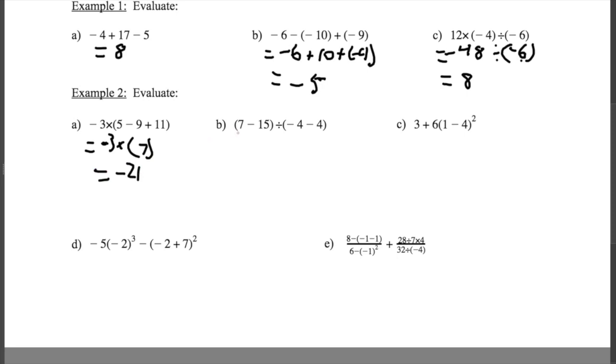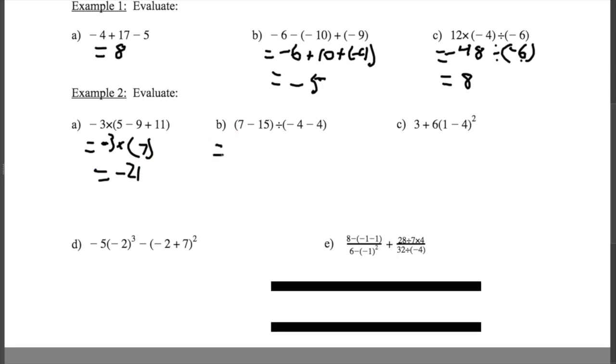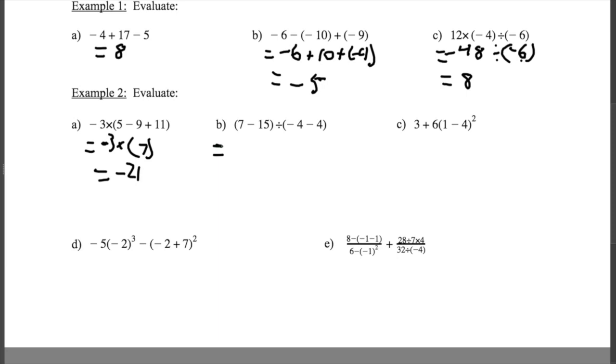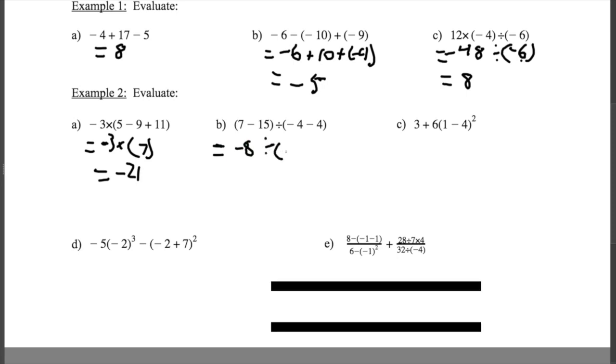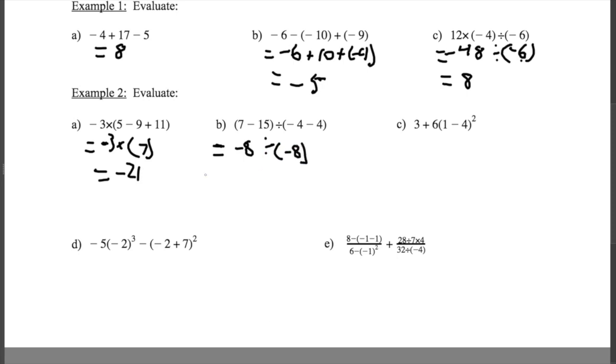Here again, we're going to complete the brackets first. So -7 subtract 15, this will get you to -8. And then it's going to be divided by, again, -4 minus -4, which will get you -8. And then this will just result in a positive 1 as the negatives cancel out.